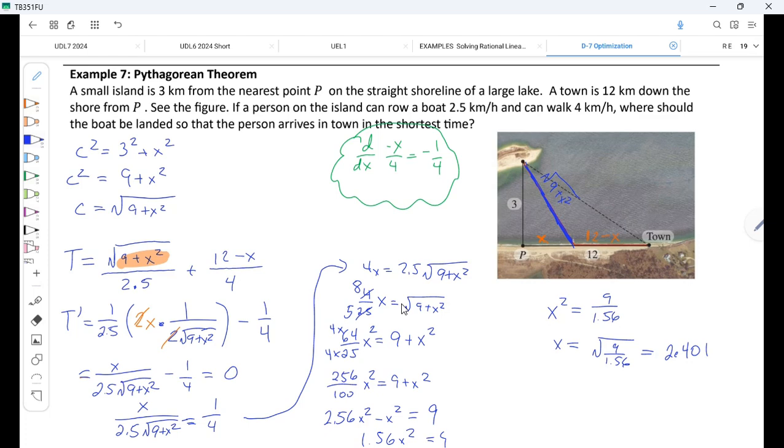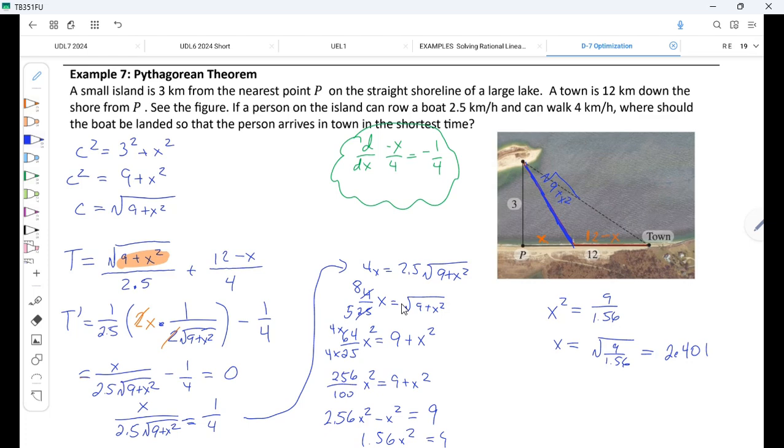So the answer to this question, where should the boat be landed so that the person arrives in town in the shortest amount of time? It would be 2.401 kilometers from point P. That would be the idea. You know what I mean? If it were multiple choice, I don't think this would be set up as an FRQ.